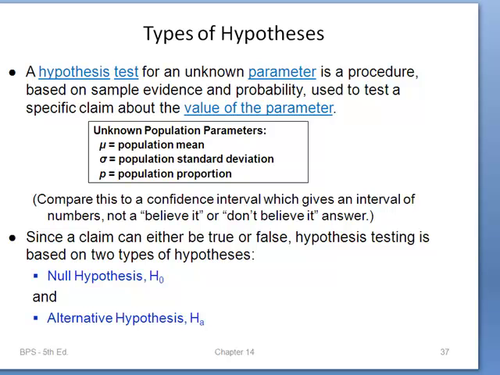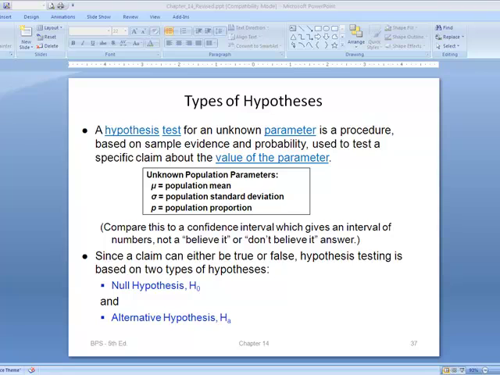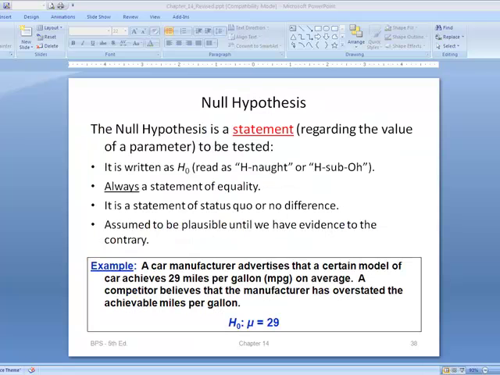So we're going to use it to test a specific claim about a particular value of the parameter. Now, we can have many unknown population parameters. The one we focus on in this chapter is the mean, mu. But we could also do hypothesis testing about population proportion or standard deviation. Now, since a claim can either be true or false, hypothesis testing is based on two types of hypotheses: a null hypothesis and an alternative hypothesis.